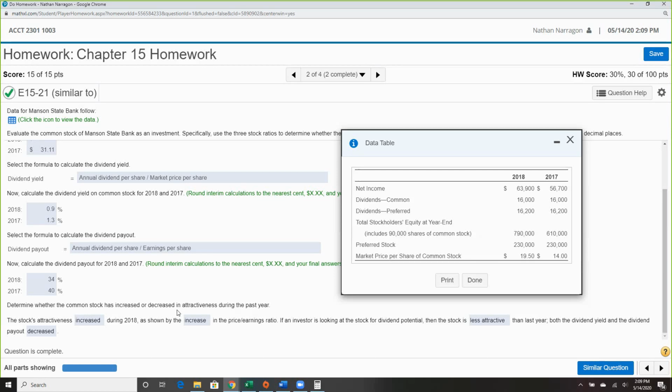So, they didn't take an average of the shares. They just said it's 90,000 for me. So wherever the shares are in that little part, use that as your weighted average. Alright.